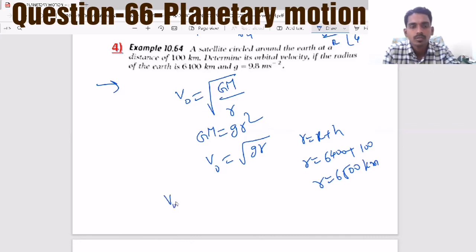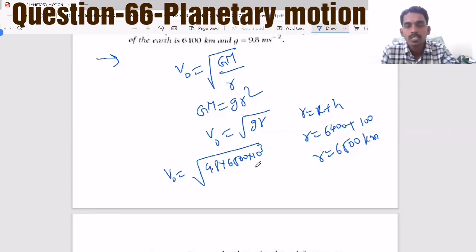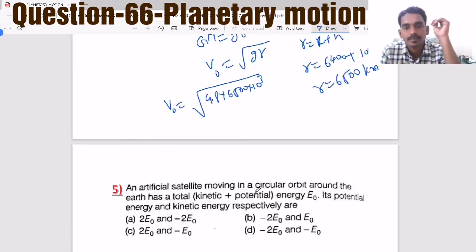So just substitute. v naught equals under root g is 9.8, r is 6500 into 10 power 3. Then if you calculate it, you will get the answer. But the only thing here is that capital M is not given, so you have to convert the equation in terms of small g. That is the main thing.